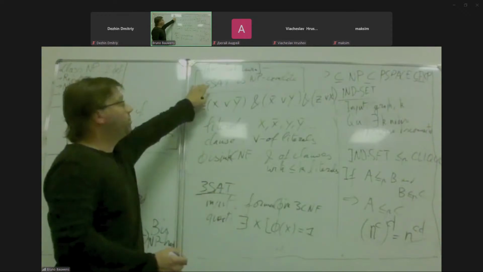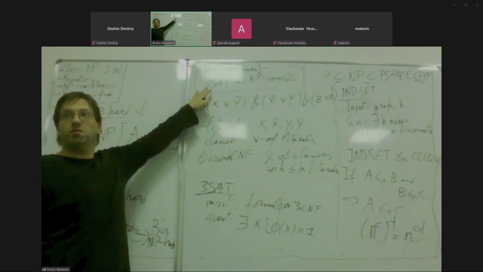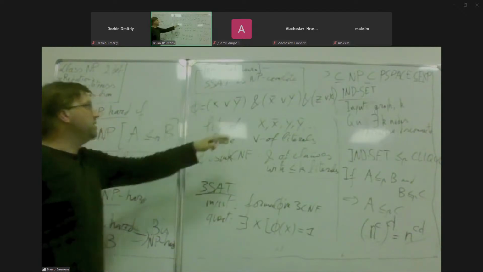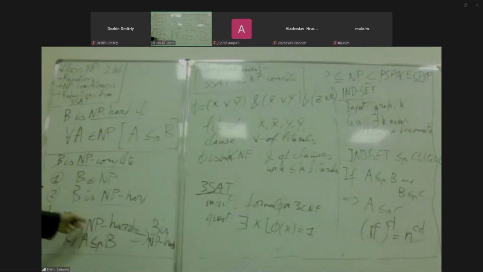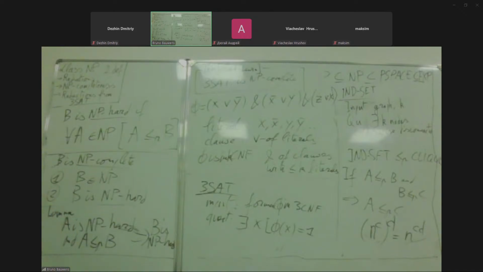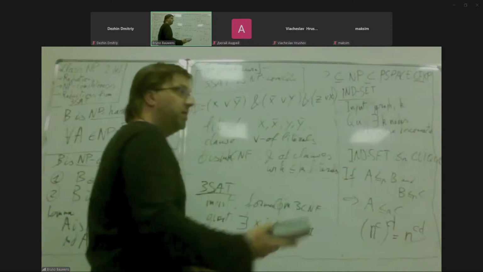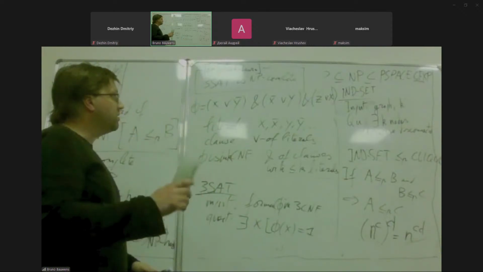Okay, so 3-SAT is NP-complete. In two lectures we will prove it, and for now we believe that this is true. It means for every problem in NP we can build a reduction to 3-SAT. Now we will prove that the independent set problem is NP-complete by reduction from 3-SAT.